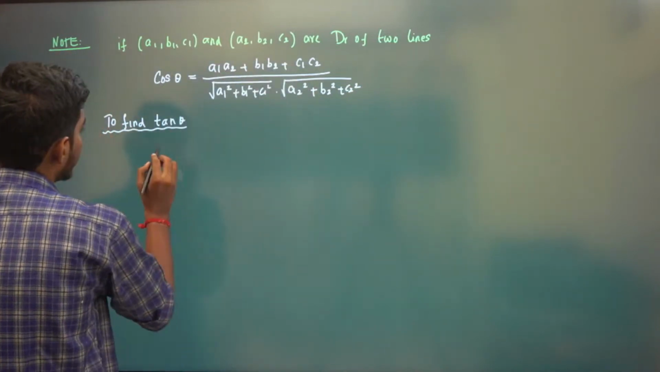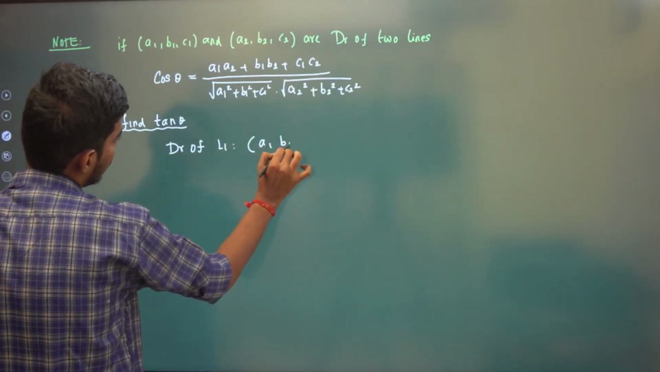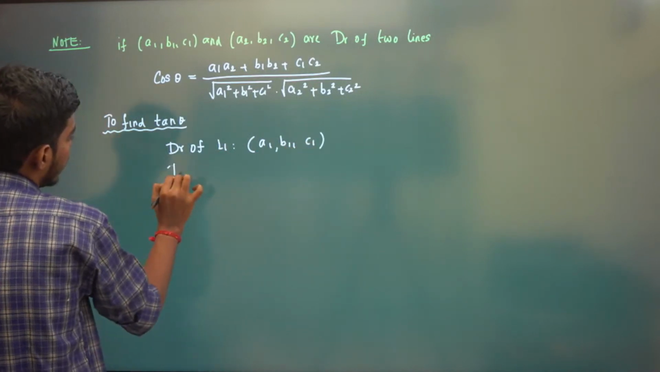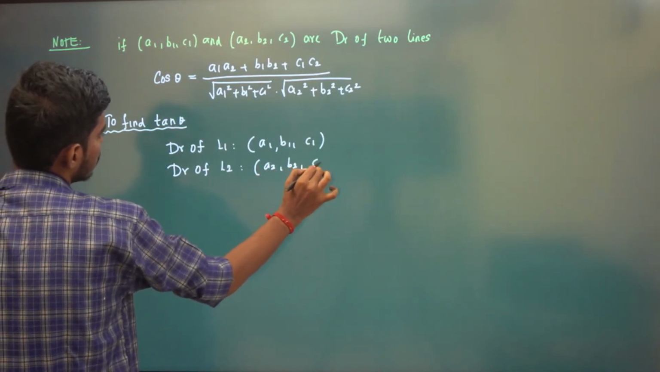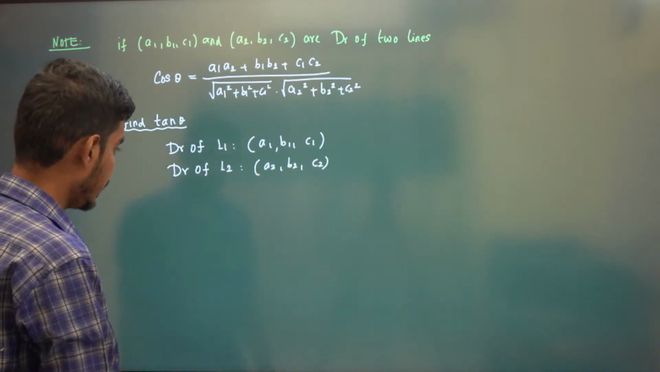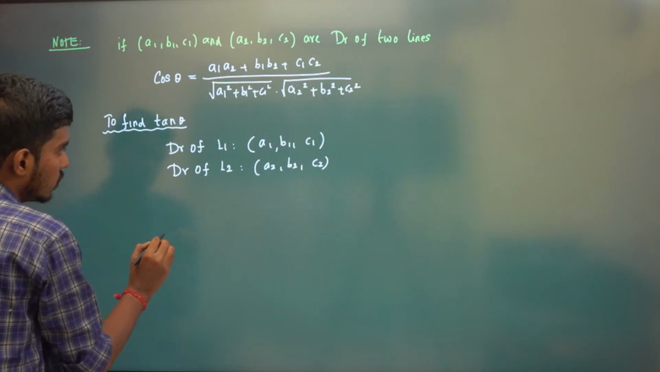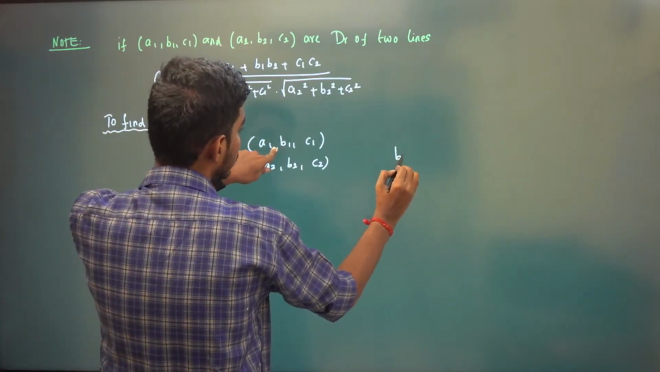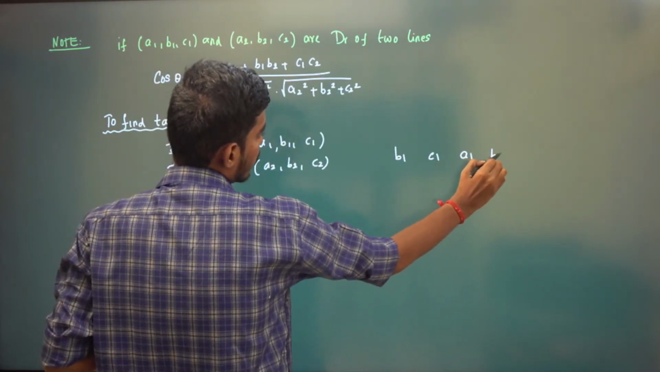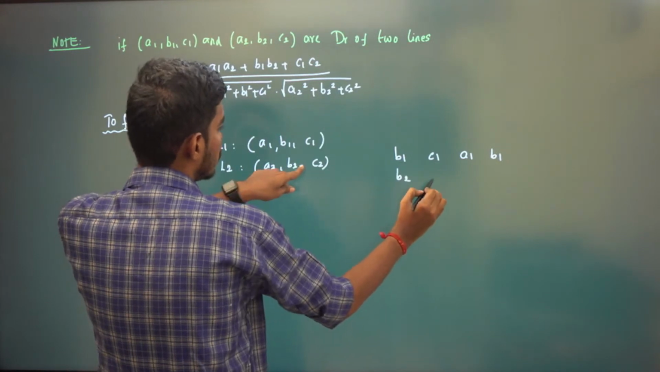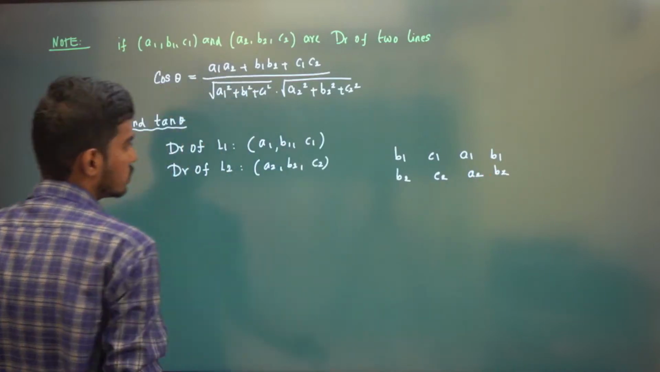So what you have to do is, what is the direction ratio of the first line? It is A1 B1 C1. Now what is the direction ratio of the second line? It is A2 B2 C2. Now how to find tan theta in terms of direction ratios? First write this here: start with B1 C1 A1 B1, and similarly B2 C2 A2 B2. So write it down here.